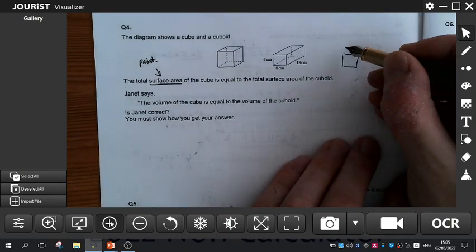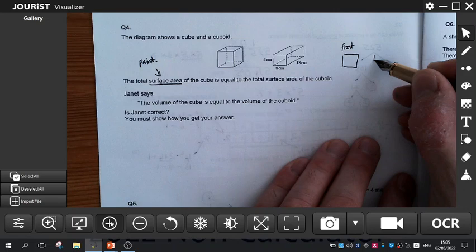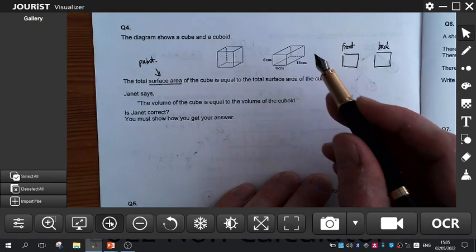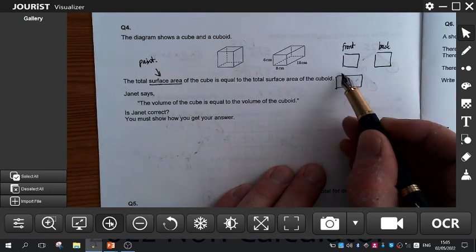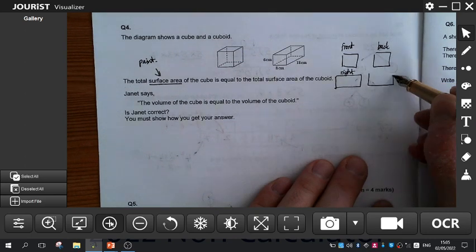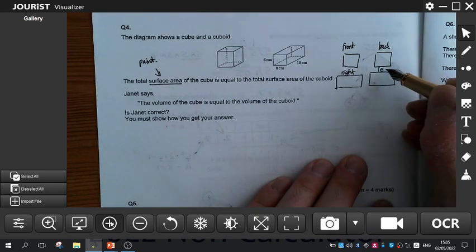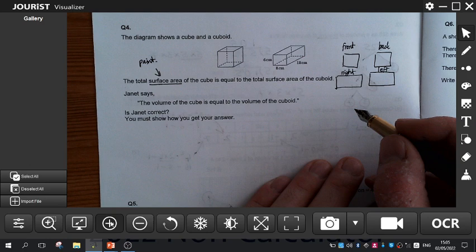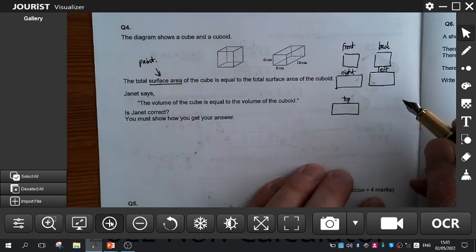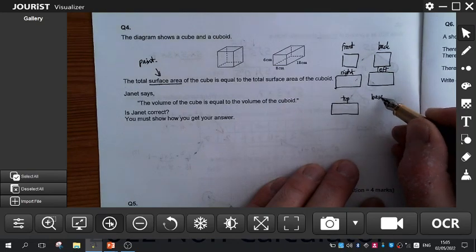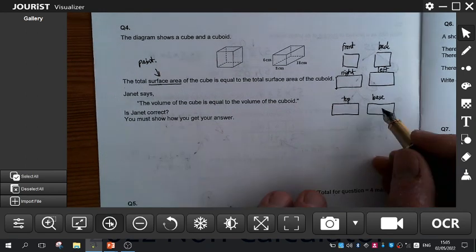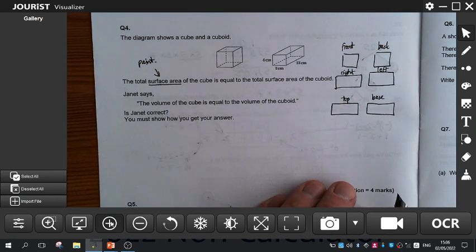I've got to paint a front, and the side at the back. I've got to paint the one on the right, and the side on the left. Then I've got to paint the side at the top, and the side at the base as well. So if I could work out all the areas of these, that would give me a good fighting chance at getting lots of marks on this 4 marker.